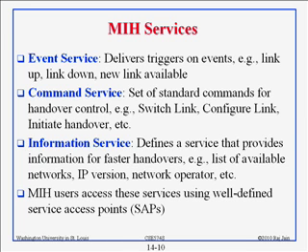Command service is what you will use: the set of standard commands for handover control. For example, you say switch the link, configure the link, initiate the handover. Those are all the commands. And the information service is to get information. It defines a service that provides information for fast handover, for example, the list of available networks, IP version numbers, network operator, etc. So this is where you just want to get information about what is available. For example, if 3G is available, you want to know which operator it is from. Is it AT&T, T-Mobile, and so on, right? So all that is information service.